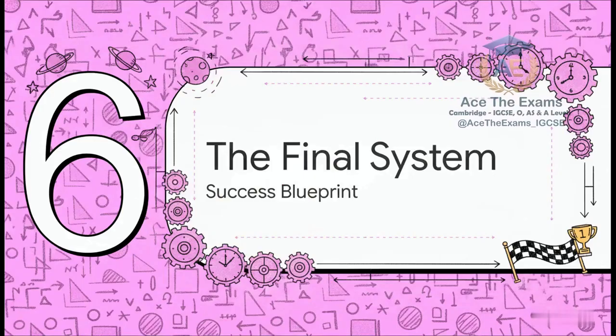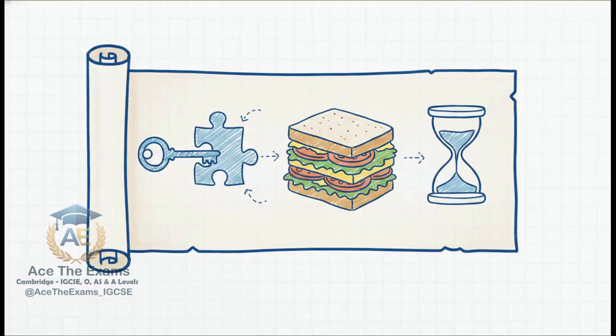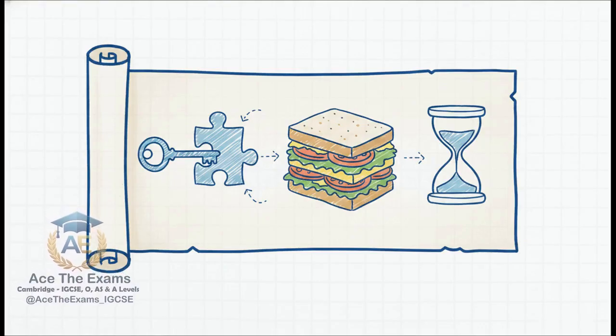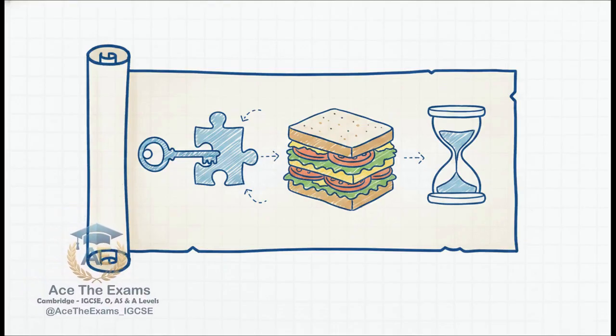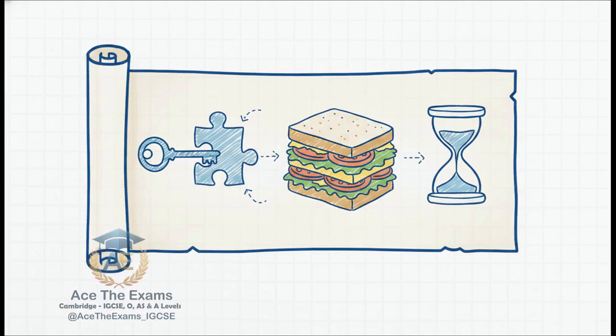Section 6, the final system. Let's wrap all this up and build your ultimate success blueprint. Your mathematics success blueprint relies on 3 absolute, non-negotiable rules. Rule 1, command word decoding. You have to know exactly what the verb in the question is demanding of you before you write a single number. Rule 2, PEEL framework application.